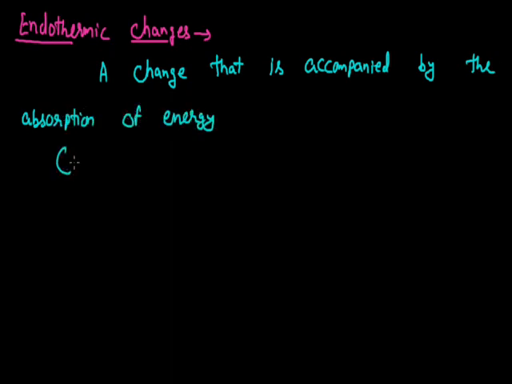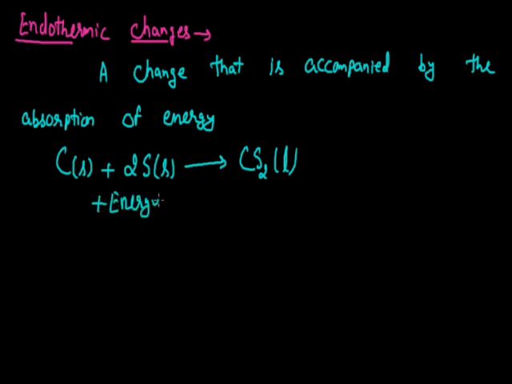Like when we made carbon in solid state react with sulfur, again in solid state, by the reaction carbon disulfide liquid is formed with the formula CS2. To make this process occur, energy is required, so this energy will be written at the side of the reactant, and this process will be termed an endothermic change.